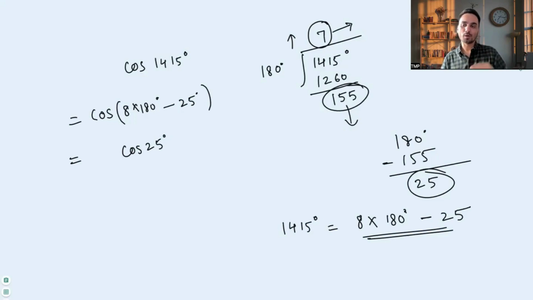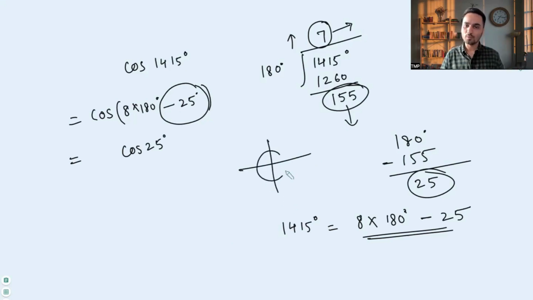So here we are talking about 8 pi, means 8 half cycles. 8 half cycles is same as 4 full cycles of 360 degrees. After 4 complete circles, what are we looking at? We are looking at minus 25. So you will go back by 25 degrees. So after completing full 4 circles, we will go back by 25 degrees.